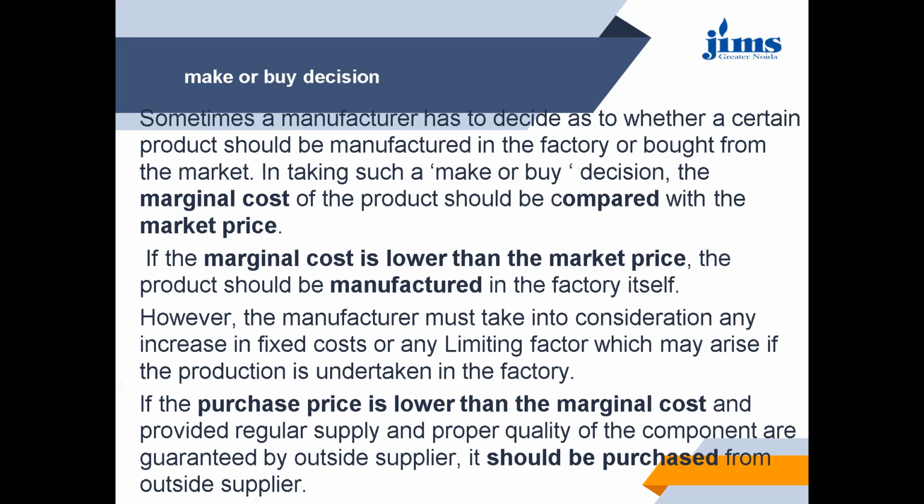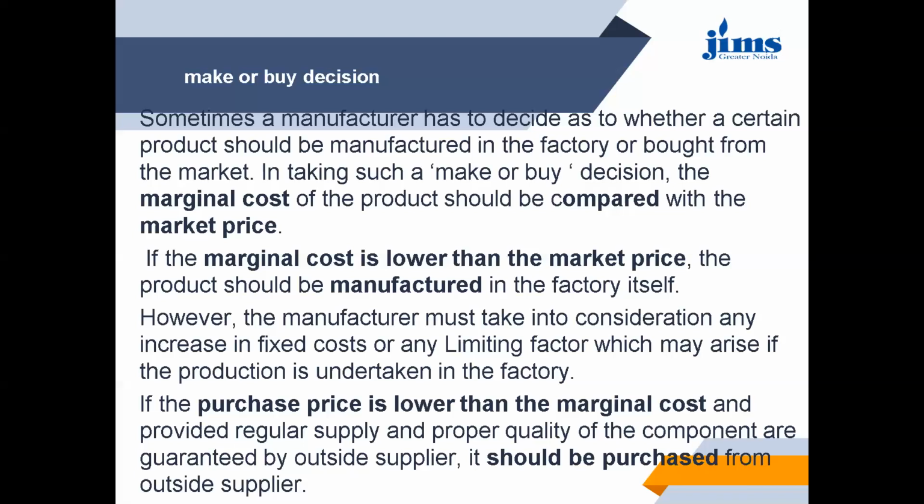the manufacturer must take into consideration any increase in fixed cost or any limiting factor which may arise if production is undertaken in the factory. So fixed costs like the rentals and the salaries of the employees may increase in the future. And on the other hand, if the purchase price is lower than the marginal cost and regular supply and proper quality of the component are guaranteed by the outside supplier, then it should be purchased from the outside supplier.